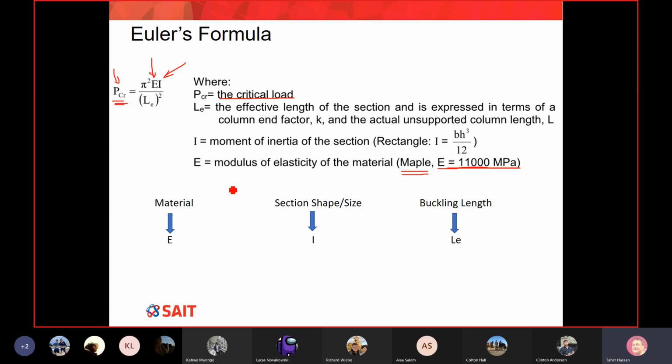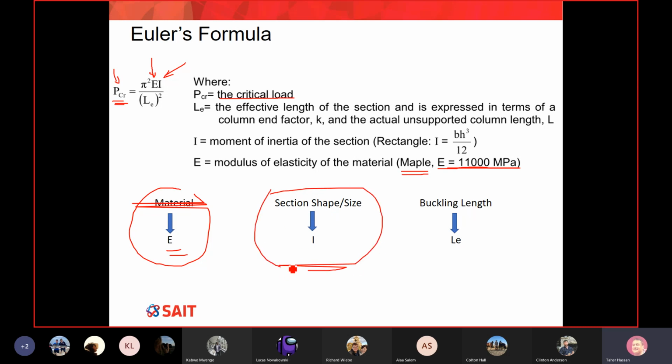Now, in a nutshell, what Euler was trying to say is that the critical buckling load is a function of the material, represented by the value of E, because E changes based on the material. Also, it is a function of the shape and the size of your column section, represented by I. Remember, when the section is rectangular, I is equal to BH cubed divided by 12, which means it is a function of the shape, rectangular, and a function of the size, where you can see the B and H.